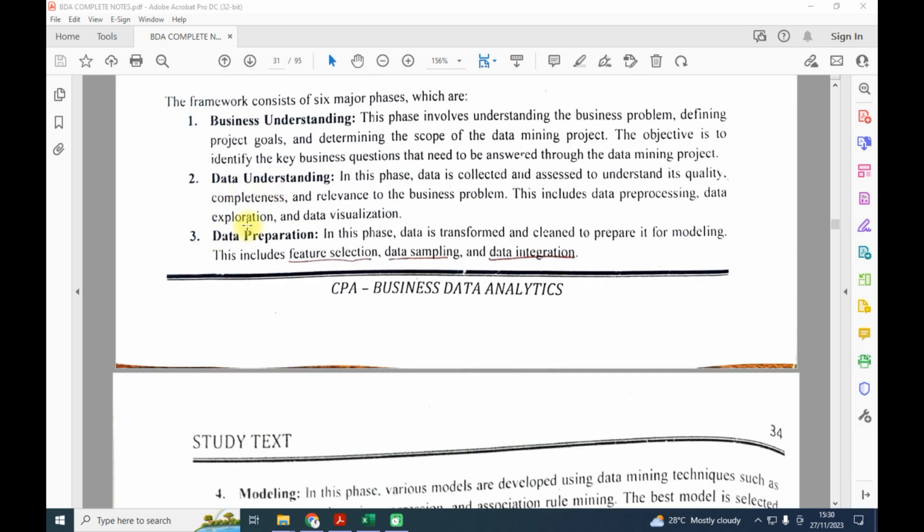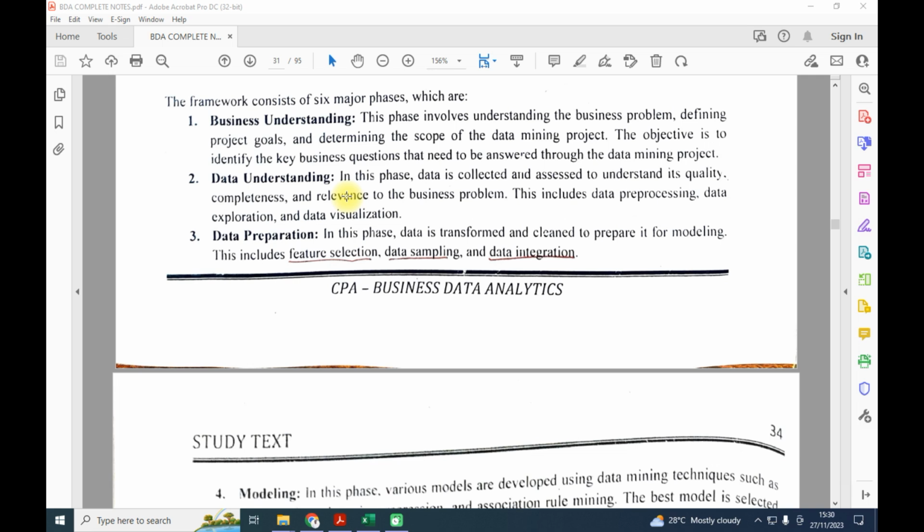After understanding the business, second we understand the data. In this phase, data is collected and assessed to understand its quality, completeness, and relevance to the business problem. This includes data processing, data exploration, and data visualization. So here we are understanding the data. What are the qualities of the data that we need? After we have understood the business, now we know the kind of data that we need.